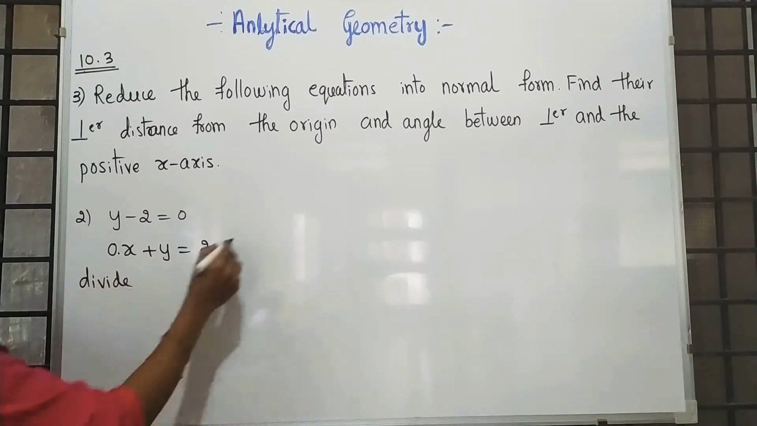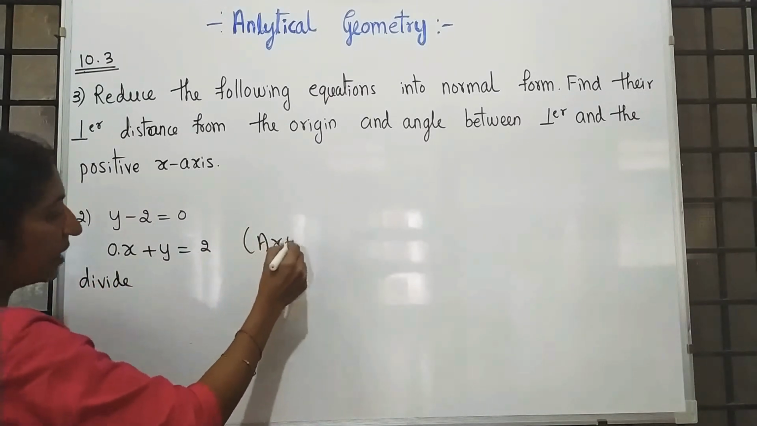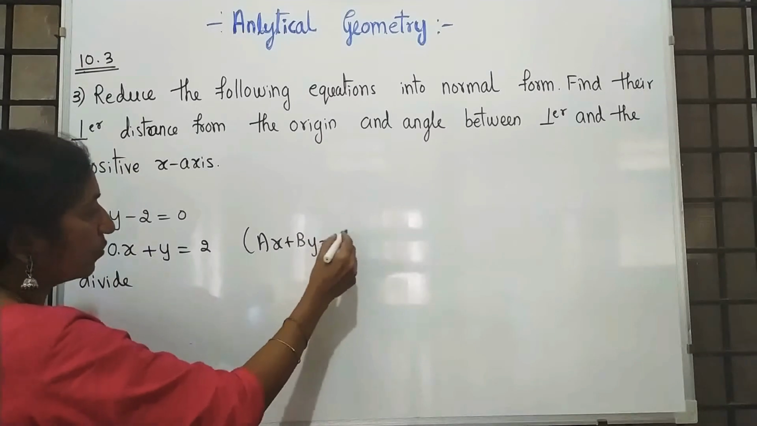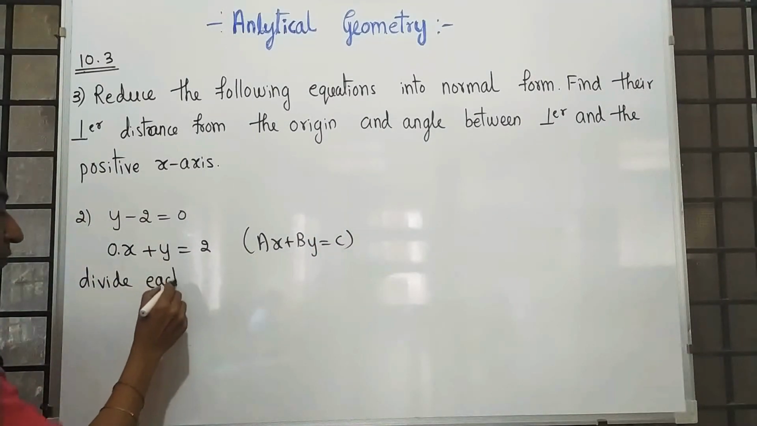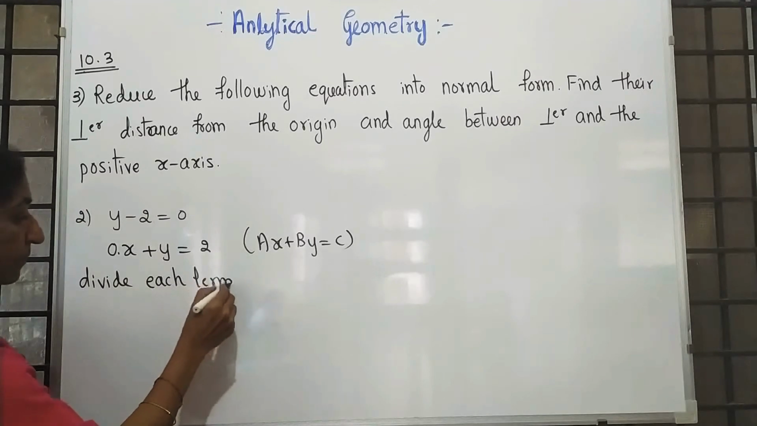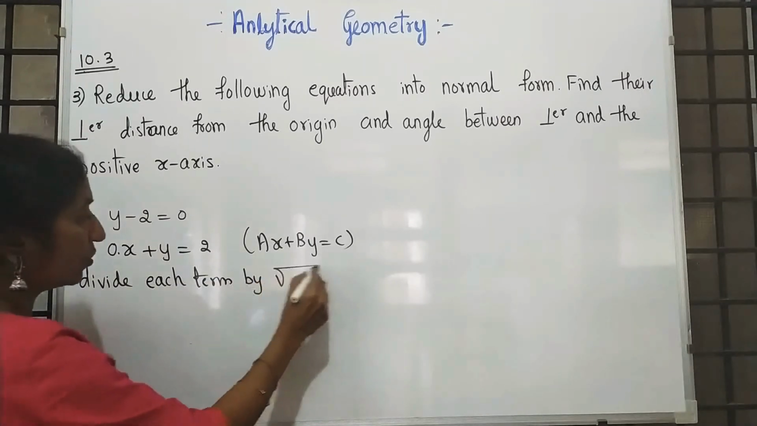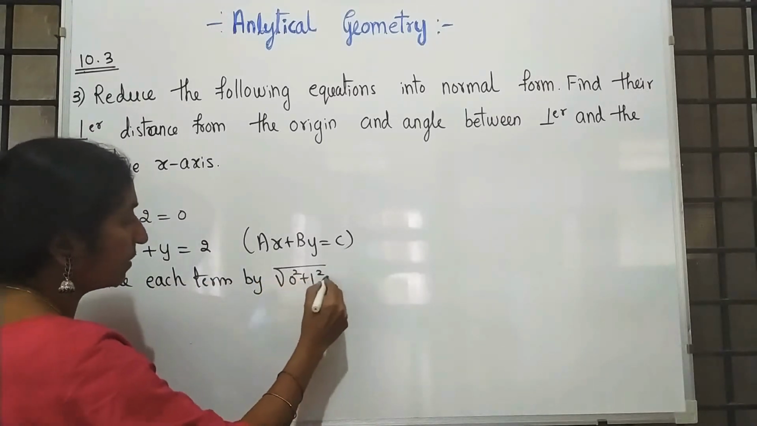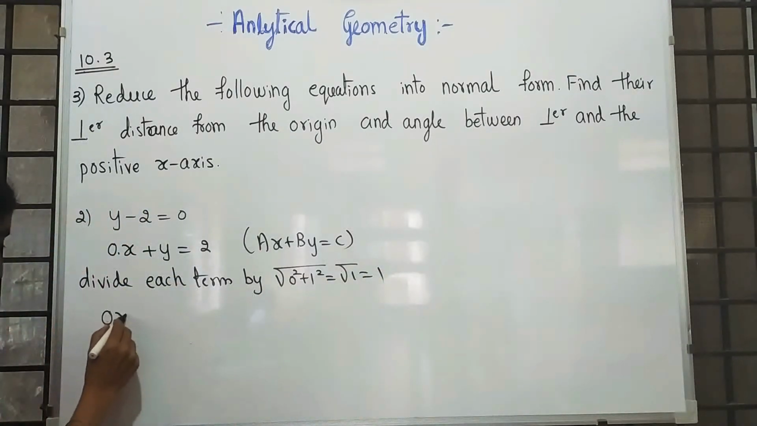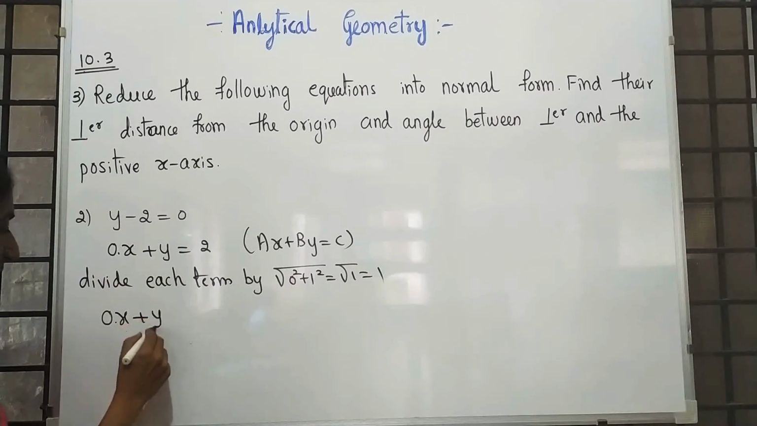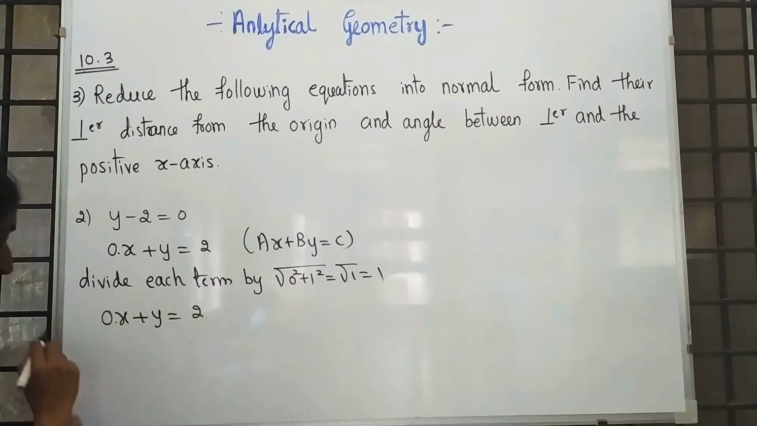If you want, you can compare with this: ax plus by is equal to c, and c is positive. Divide each term by root of 0 square plus 1 square, that is root 1, which is 1. We will get the same equation, 0 into x plus y is equal to 2.